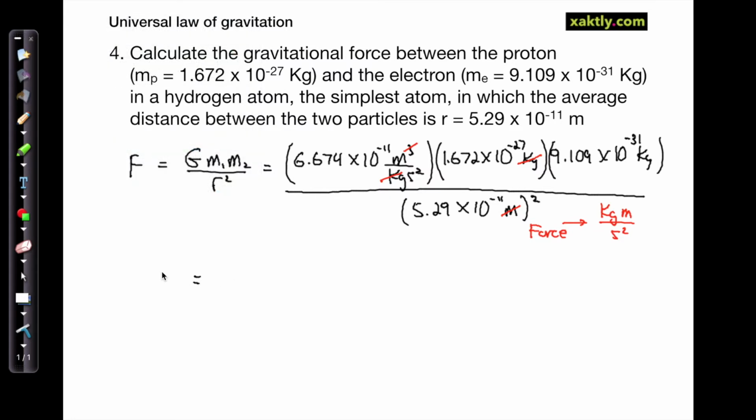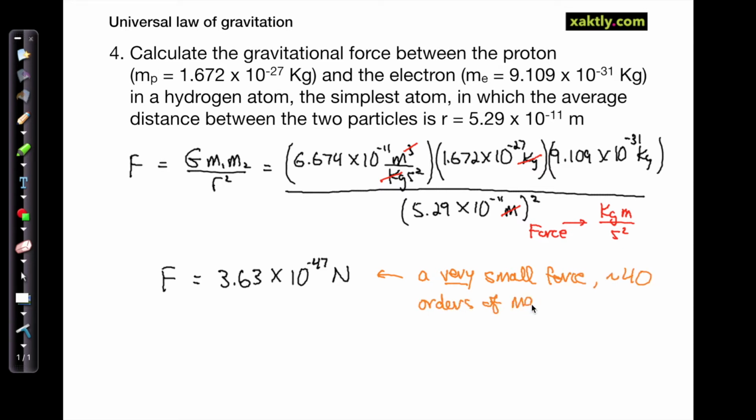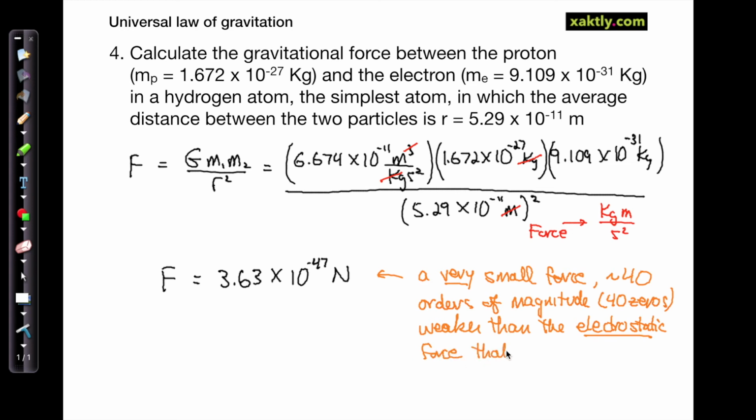So our final number then, after doing that arithmetic on the calculator, is 3.63 times 10 to the negative 47th newtons. So you can see that that is an exceedingly small force. And in fact, it's not the gravitational force that holds atoms together. It doesn't even really play any significant role at all. It's really the electrostatic force, which is about 40 orders of magnitude, or 40 zeros, stronger than the gravitational force.